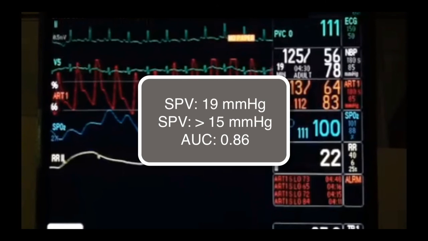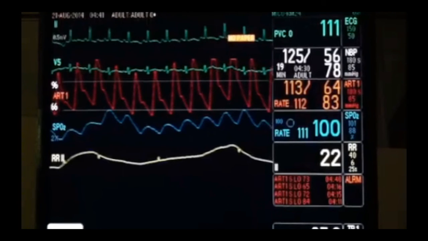So what we did was we gave this patient some volume, and sure enough, he came down on his levofed by about half. So, important distinction, systolic pressure variation as opposed to pulse pressure variation.